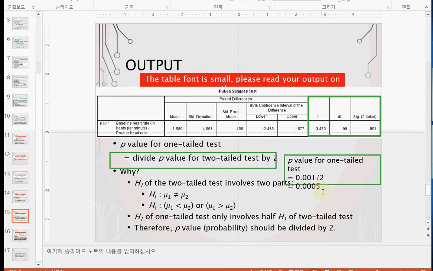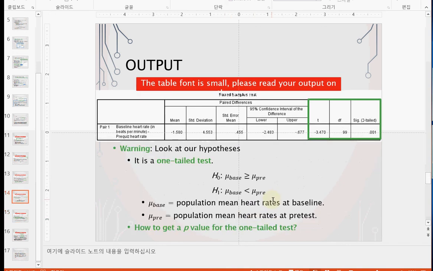SPSS always provides a two-tailed p-value, so it's your job to use the proper p-value depending on your alternative hypothesis. Half of the current p-value is even smaller, so it doesn't affect our conclusion. We can conclude that it's significant.